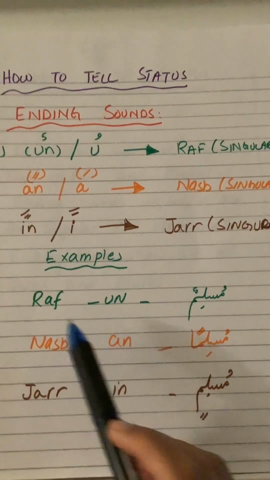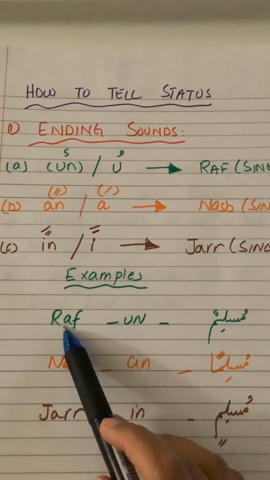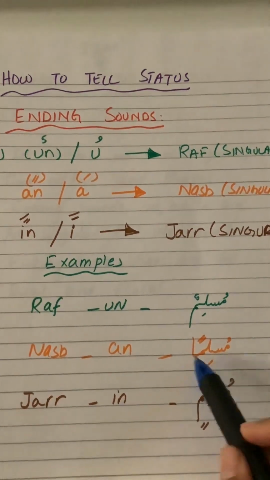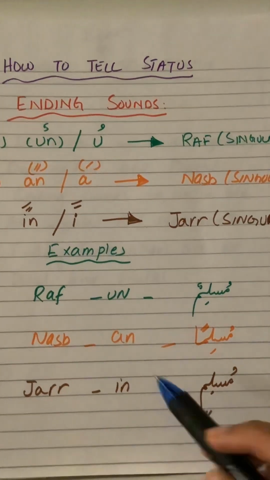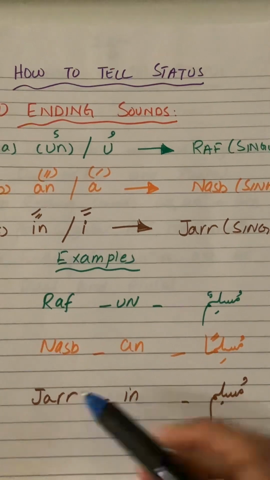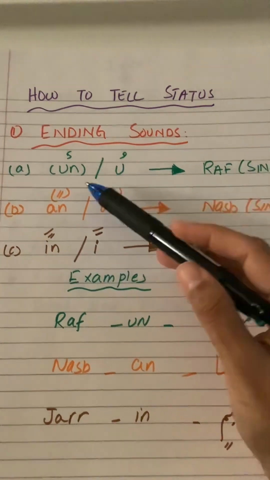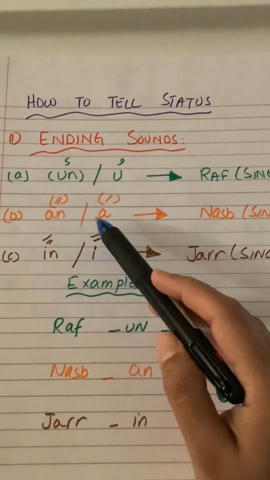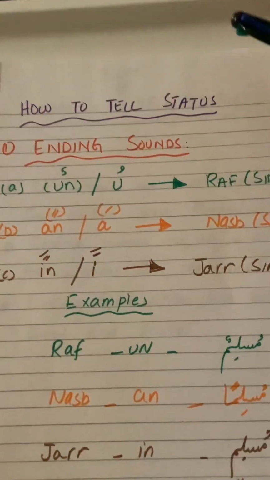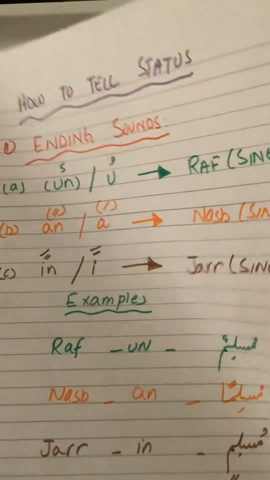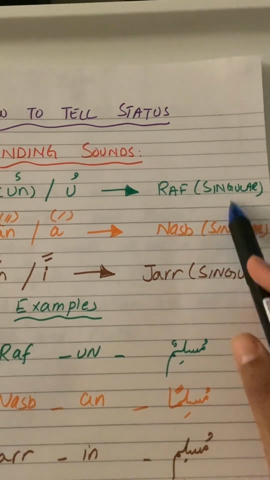Now let's see an example. Muslimun, we hear the un sound, that means it's rafa. Musliman, we hear the an sound, that means it's nasb. Muslimin, we hear the in sound, that means it's jar. So one way of telling the status is by ending sounds: un, an, and in. Un or u being rafa, an or a being nasb, and in or e being jar. Also remember that with these sounds, rafa, nasb, and jar are singular.